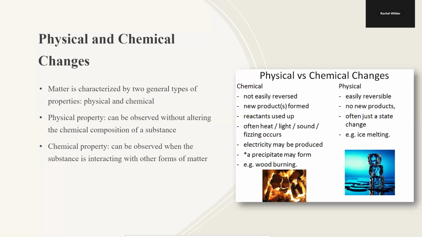All right, so this chapter we're talking about physical and chemical changes. So matter is characterized by two general types of properties, physical properties or chemical properties. Physical properties can be observed without altering the actual composition of a substance. Physical changes are easily reversible.